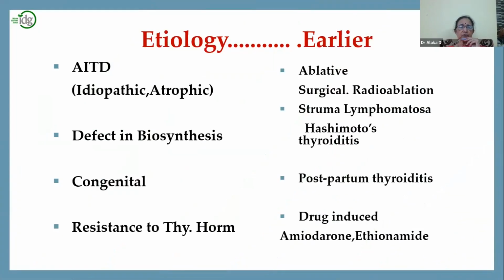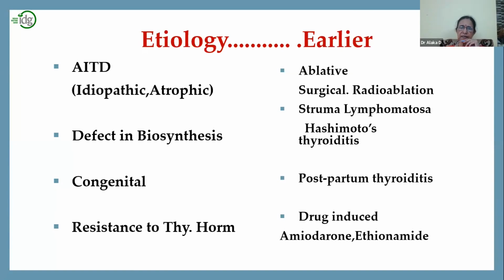Earlier the etiology we used to call idiopathic or atrophic, because the thyroid was not seen. Today we know that atrophy of the thyroid has taken place because of autoimmune thyroid disorder. So most of the cases that we have are autoimmune thyroid disorder. Defect in biosynthesis, that girl that I showed you was a defect in biosynthesis. Rarely congenital absence of the thyroid, and therefore you get cretinism, and very rarely resistance to thyroid hormone. So most commonly it is autoimmune thyroid disorders.